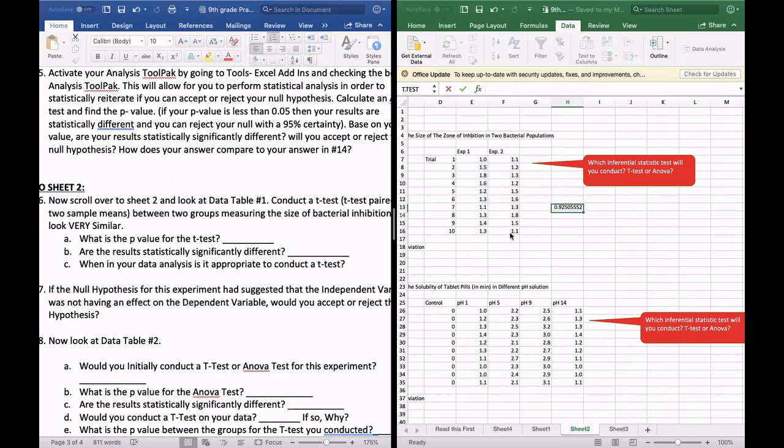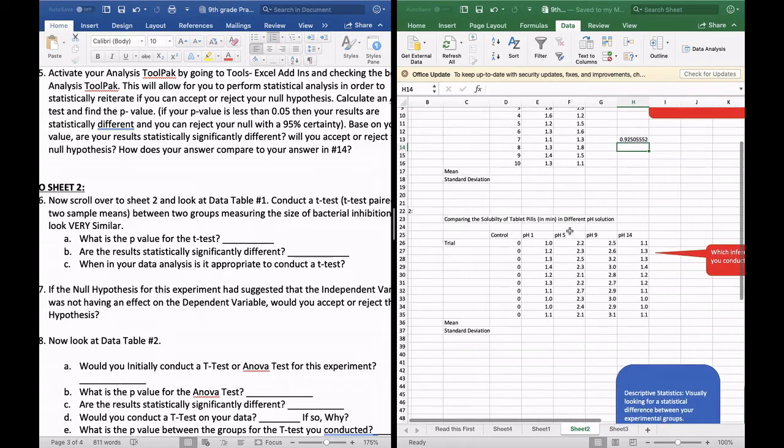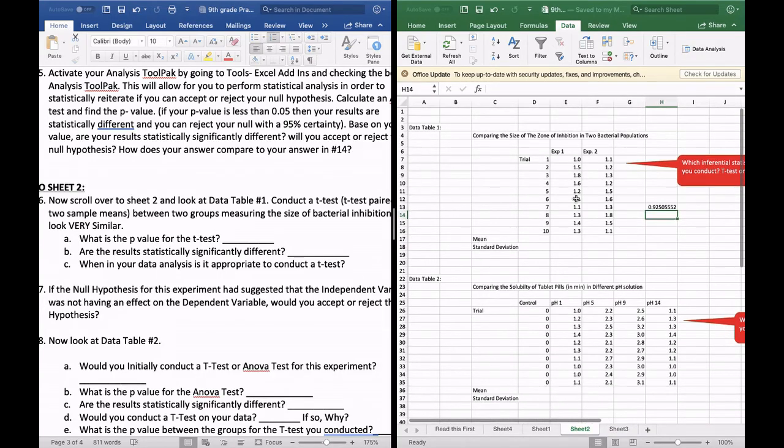When you hit enter, it gives you a p-value here of 0.925. So is that statistically significant? And the answer is no, because it is greater than the p-value of 0.05. So now let's look at what else can you do in data table 1.